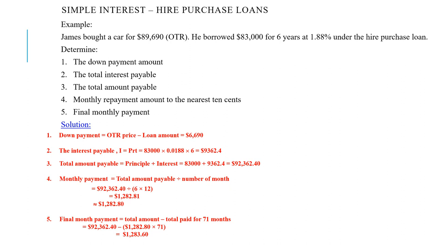Now they asked you for the final monthly payment. Why am I saying that? Because you are paying 1 cent less every month. Do you see that? You're paying to the nearest 10 cents. So there's 1 cent less every month.